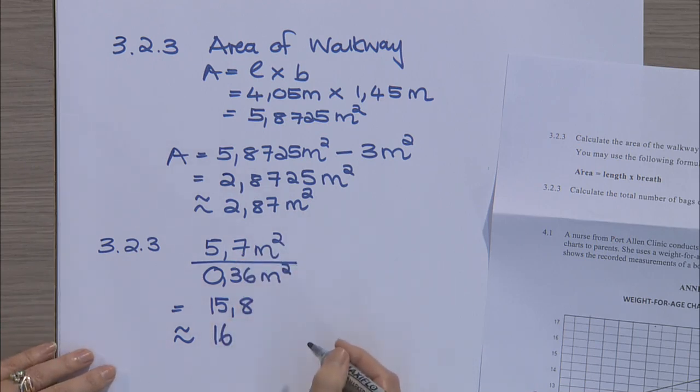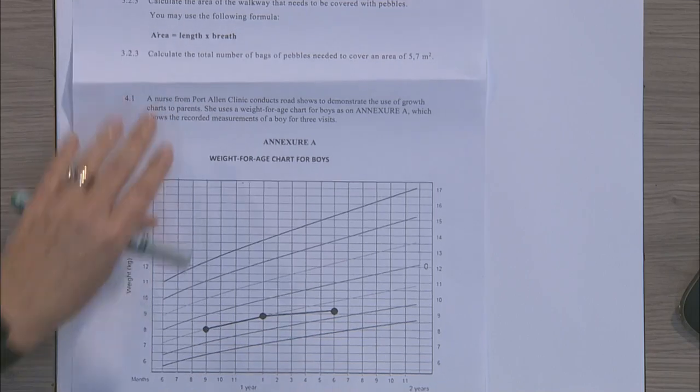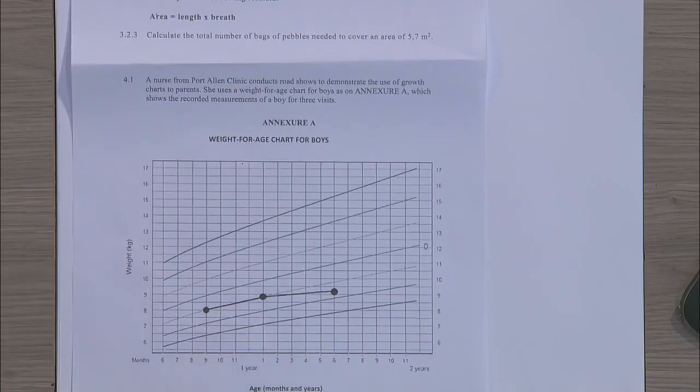So that's why we round it up to 16. All right, that was question 3. Now we're going to move along to question 4.1. This is a growth chart.